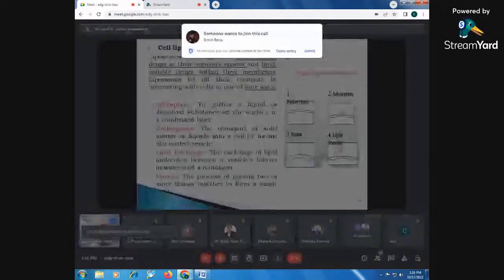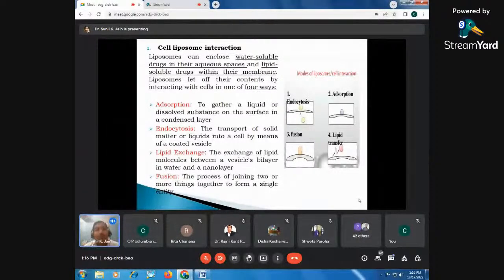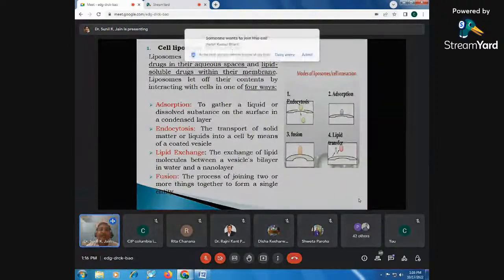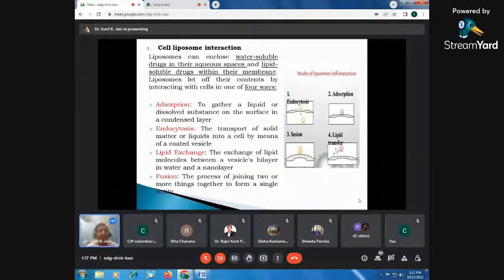Cell-liposome interactions. Liposomes can include water-soluble drugs in the aqueous space and lipid-soluble drugs within their membrane. If we want to encapsulate a water-soluble drug, it should be in the core part. And if it is a lipid-soluble drug, it should be within the membrane. They will interact with the cells in 4 ways: adsorption, endocytosis, lipid exchange, and fusion. Adsorption first, it will adsorb on the surface of the cell. Endocytosis, the liposome will be engulfed and taken up by the cell. Lipid exchange, the exchange of lipid molecules between a vesicle bilayer in water and the cell membrane. And fusion, a process of joining 2 or more things together to form a single entity.